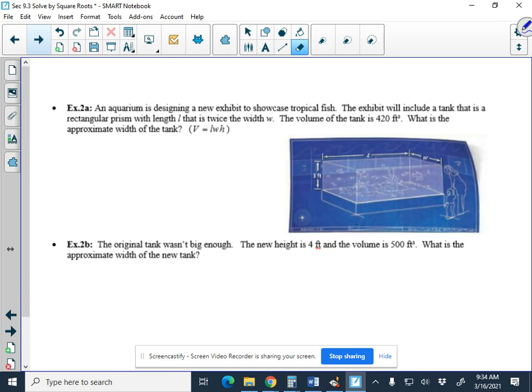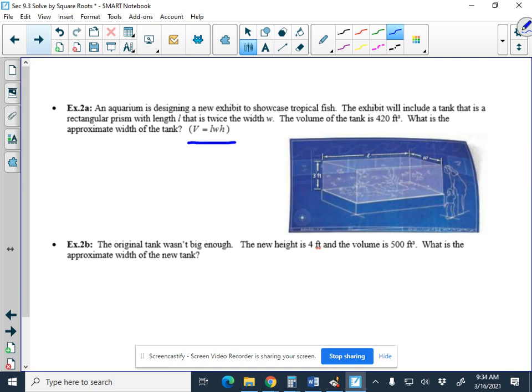So the exhibit will include a tank that is a rectangular prism. Now, a good idea of a rectangular prism is like a cube of butter, and then just make it bigger. Or a shoebox is another one. But if you've seen an aquarium, that's a good example of a rectangular prism as well. It's in a rectangle shape. The volume is 420 cubic feet.